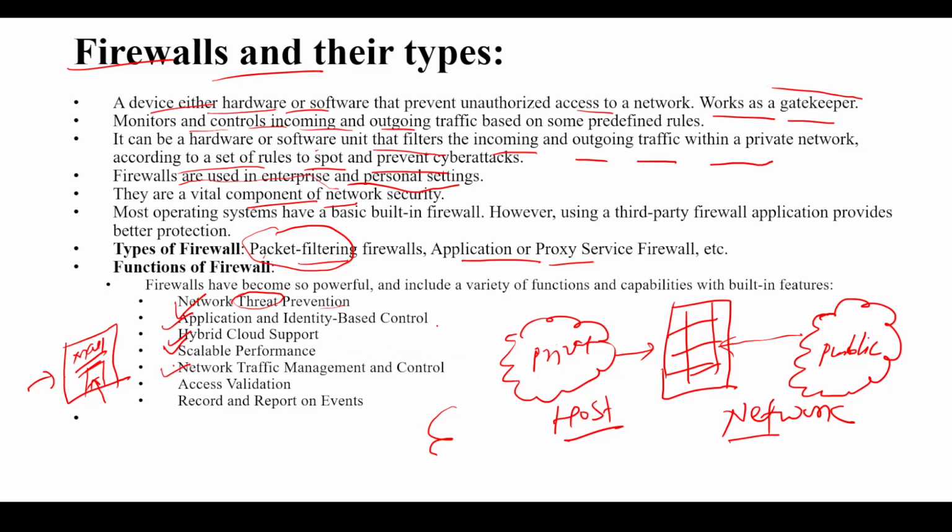Whatever traffic is coming, incoming and outgoing, such packet traffic can be managed and controlled by the firewalls. Then access validation. Access validation means checking who is trying to access the data, whether they are validated or not.